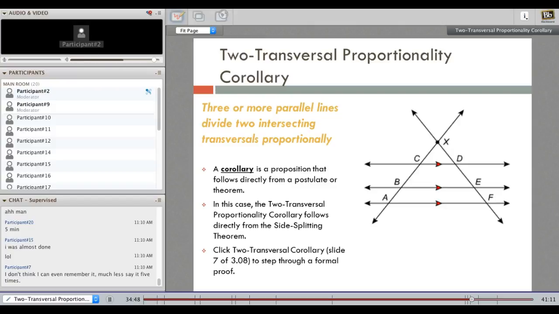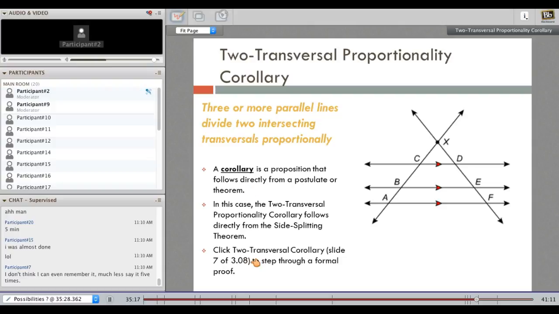You really don't have to worry about the two transversal proportionality corollary, remembering that. You just got to know how to apply it. Okay, so first let's talk about what a corollary is. We haven't come across that word too many times yet. It's a proposition that follows directly from a postulate or a theorem. Okay, so it's just basically an extension of an idea.